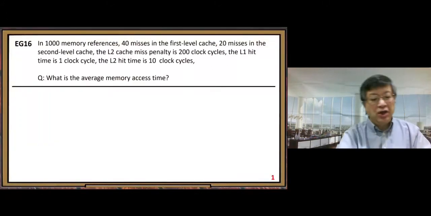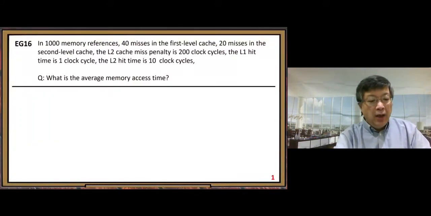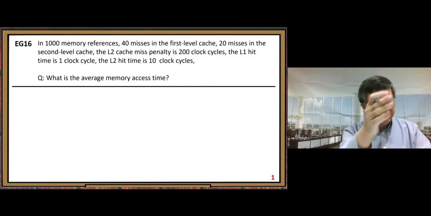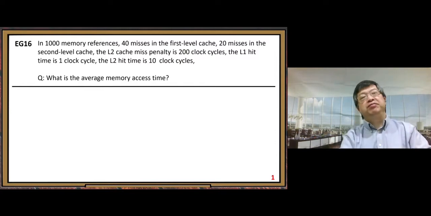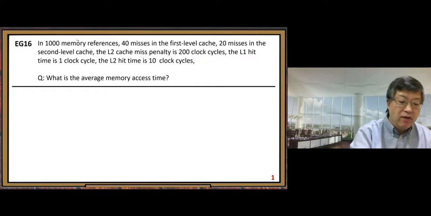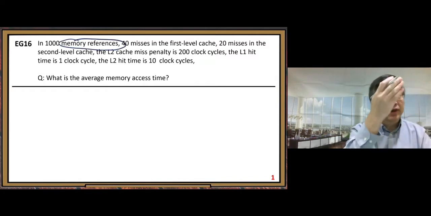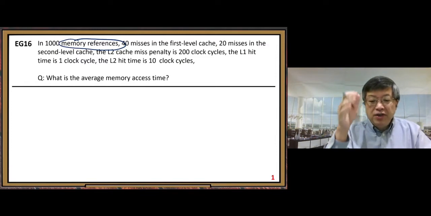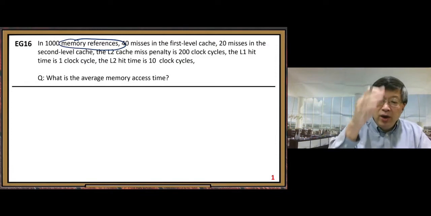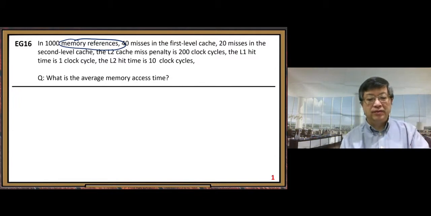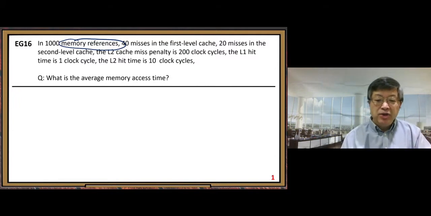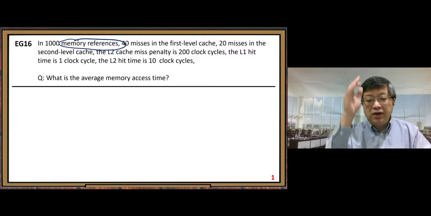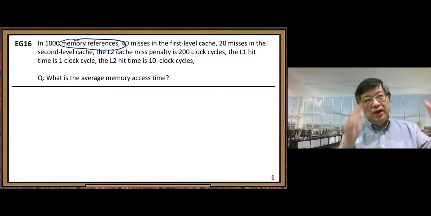Example number 16. In 1,000 memory references. So you know the meaning of memory references, right? 40 misses in the first level cache, 20 misses in the second level cache. The L2 cache miss penalty is 200 clock cycles.